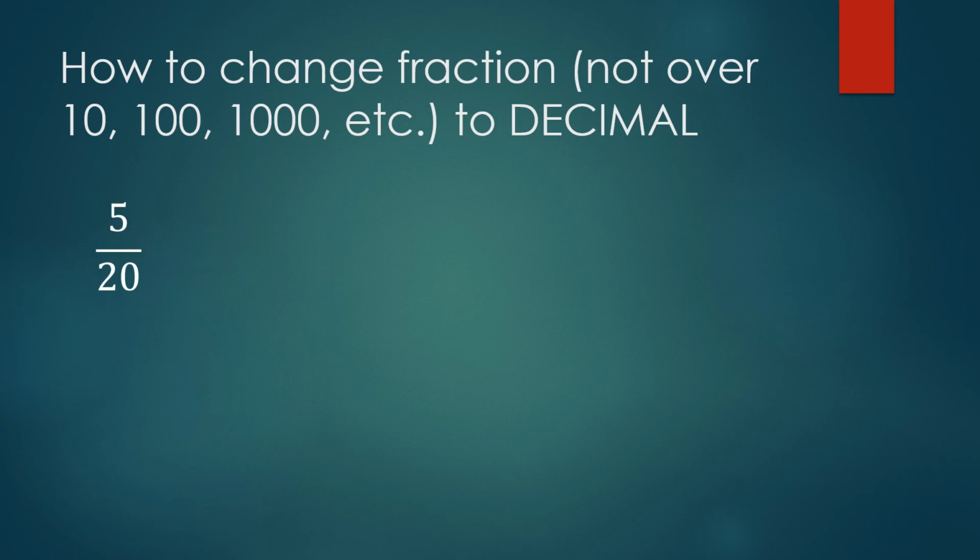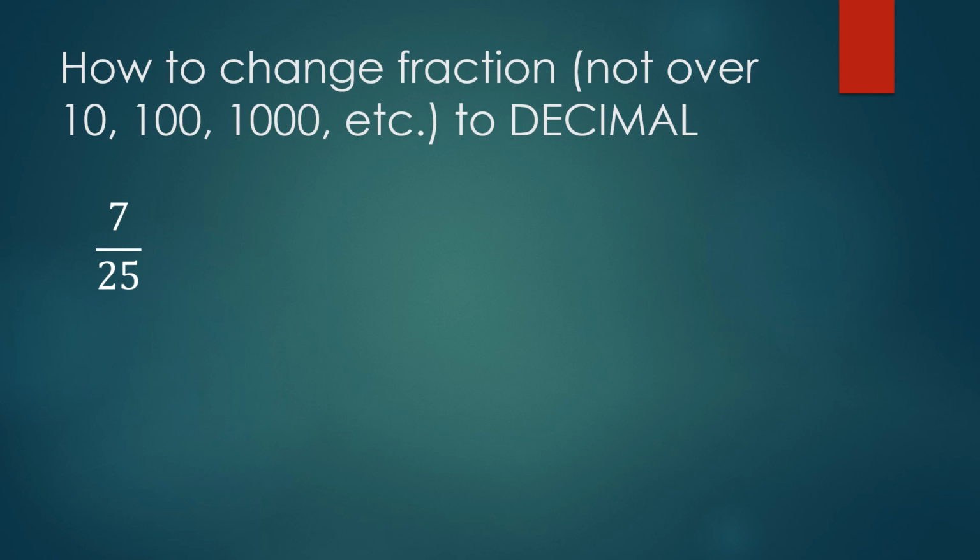For the next number, again 20 is not a power of 10, but we can also make this a power of 10. So if we multiply this by 5 fifths, or 5 over 5, we will now have a denominator which is a power of 10. That's 100. 5 times 5 is 25. Now we have 25 hundredths. So we can write it already as decimal 25 hundredths.